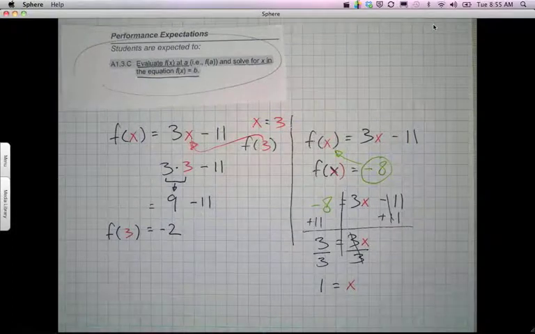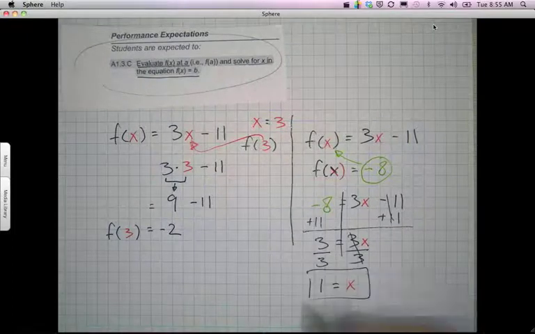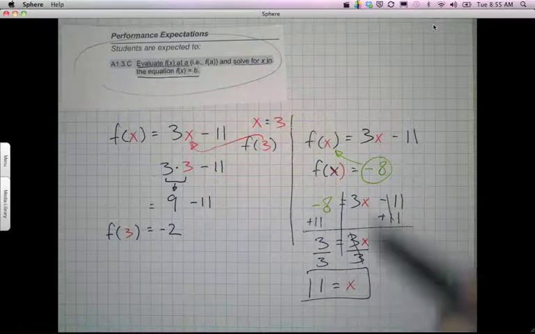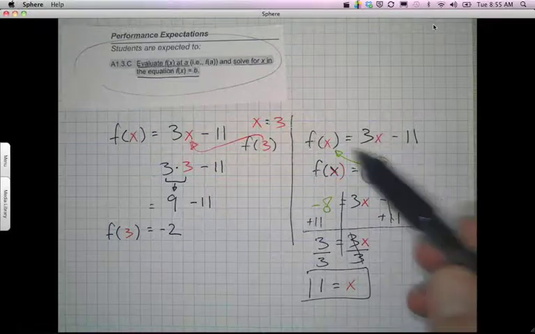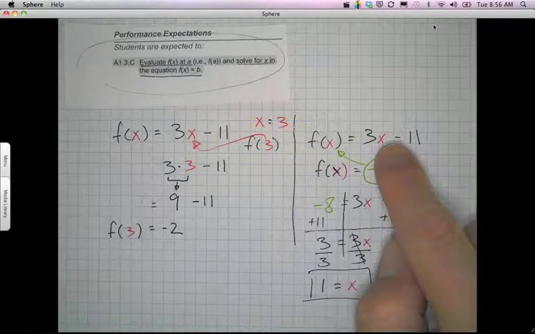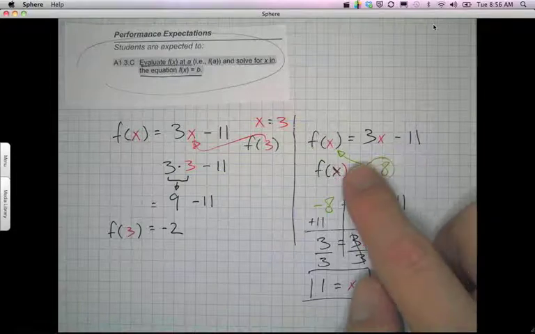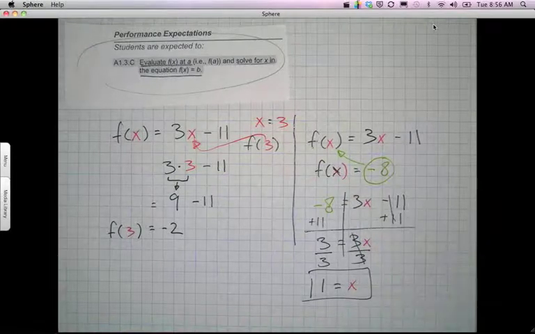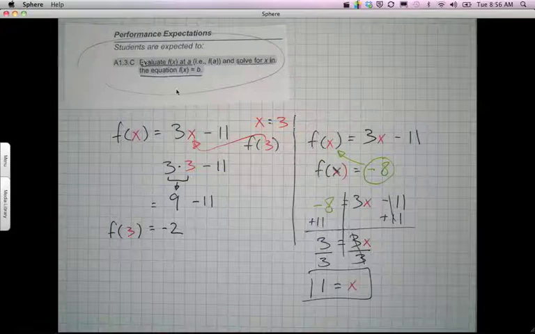So, when x equals 1, if I plug that back up into here, that should give me f of x equal to negative 8, which, if I wanted to do a check step, I could see that plugging in a 1 in here for x would eventually end up equaling negative 8. So that's how you do both parts of this performance expectation.